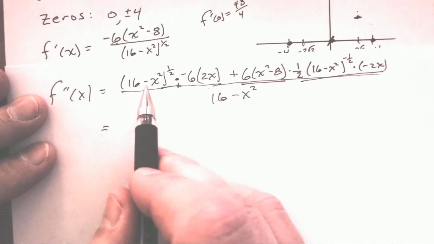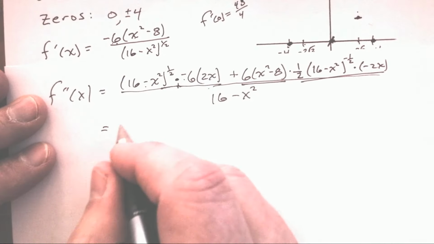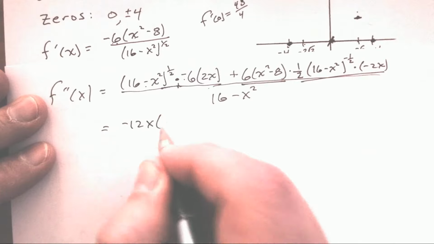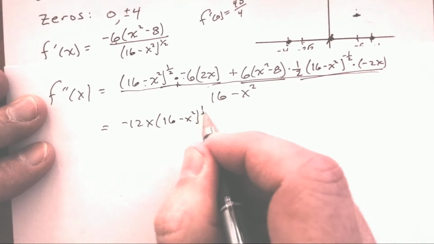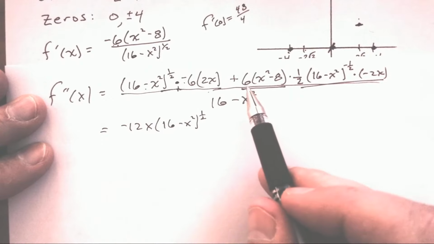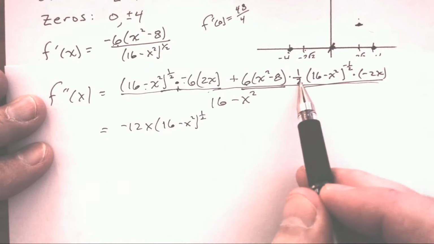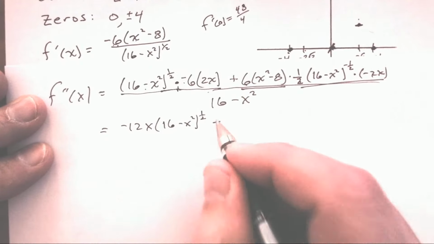Equals, I'm going to get the sign right. This times negative times positive is going to be negative. I've got a negative 12 and I've got an x times 16 minus x squared to the 1/2. Here I'm going to take a 6 times a 1/2 times a negative 2. That's going to be a negative.